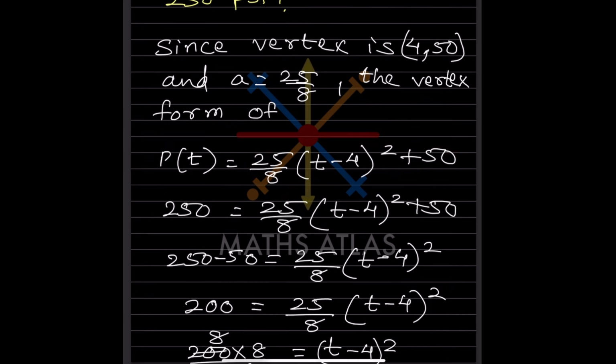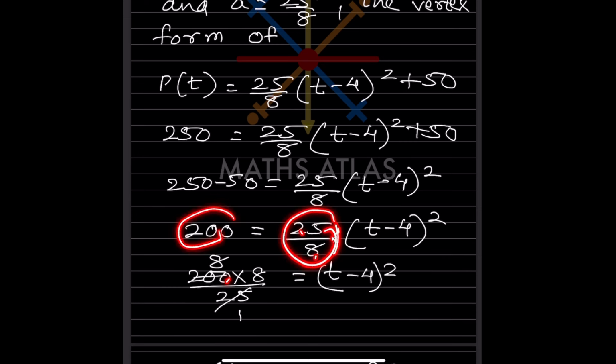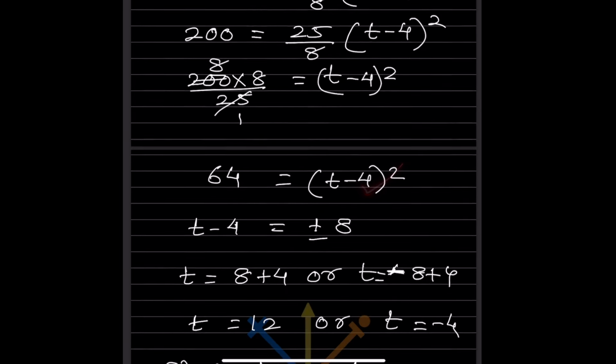So now what will you do here? 250 is here, and this plus 50, if you take to this side, it is going to be minus 50. So this will be 200. Now when you take this to this side, it is going to get flipped. So 8 by 25. 25 ones are 25, and 25 eights are 200. 8 eights are 64.